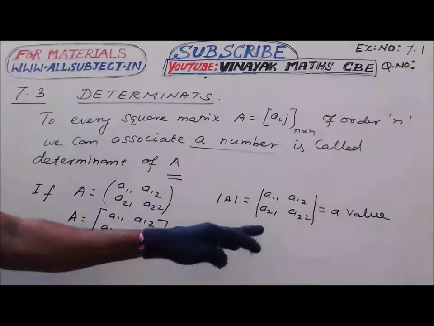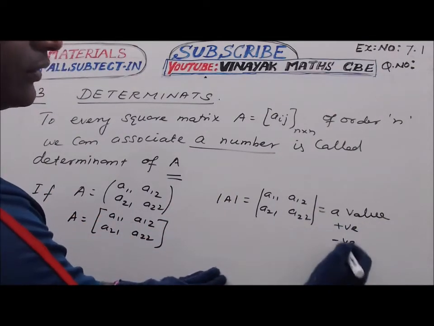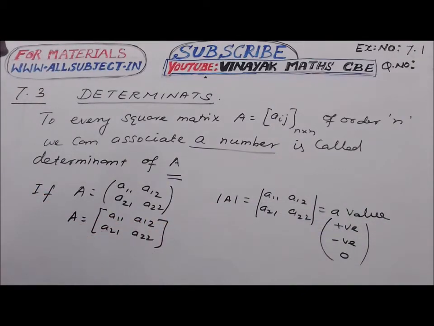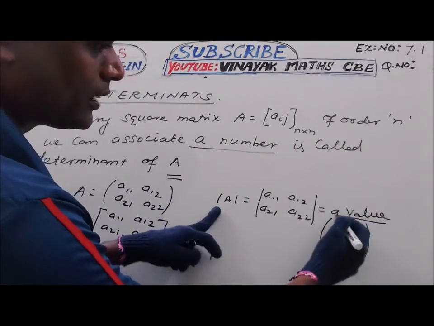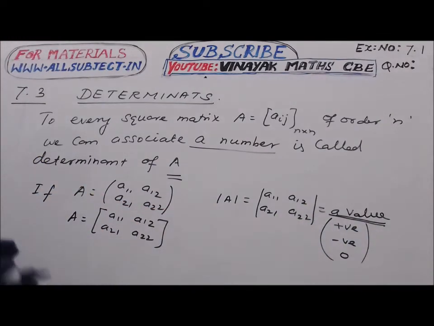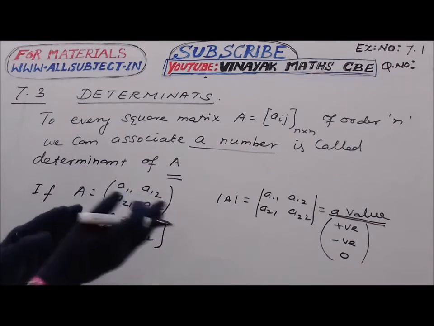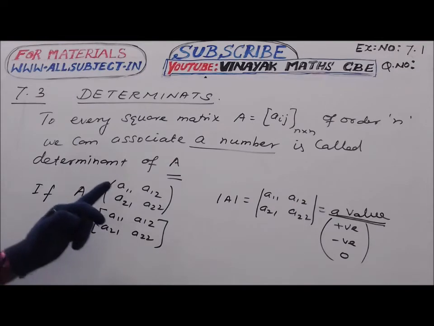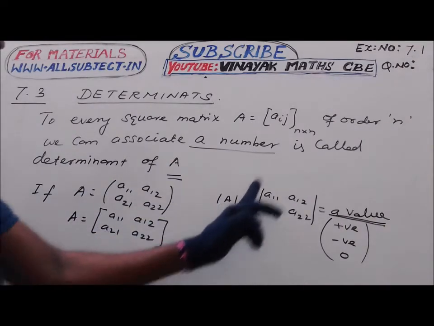This means it may be a positive, negative or zero value. So a determinant can be reduced to a number. Every determinant can be reduced to a number, but a matrix cannot be reduced to a number. It is just an arrangement. This is a very important difference between these two. A matrix is just an arrangement of numbers row and column wise, but a determinant is a value.